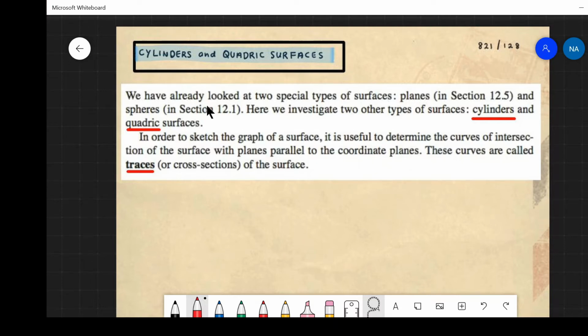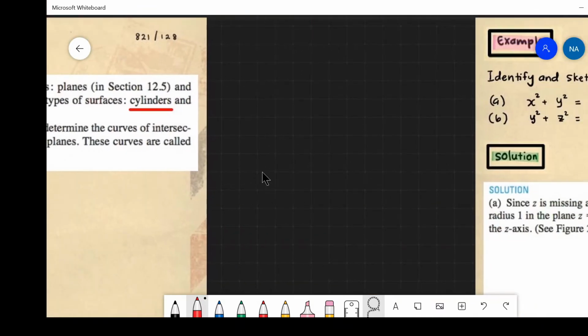Today we are going to learn about cylinders and quadric surfaces. There are two sections here. The first one is the cylinders, and the second is the quadric surfaces. Alright, let us look at our first example here.